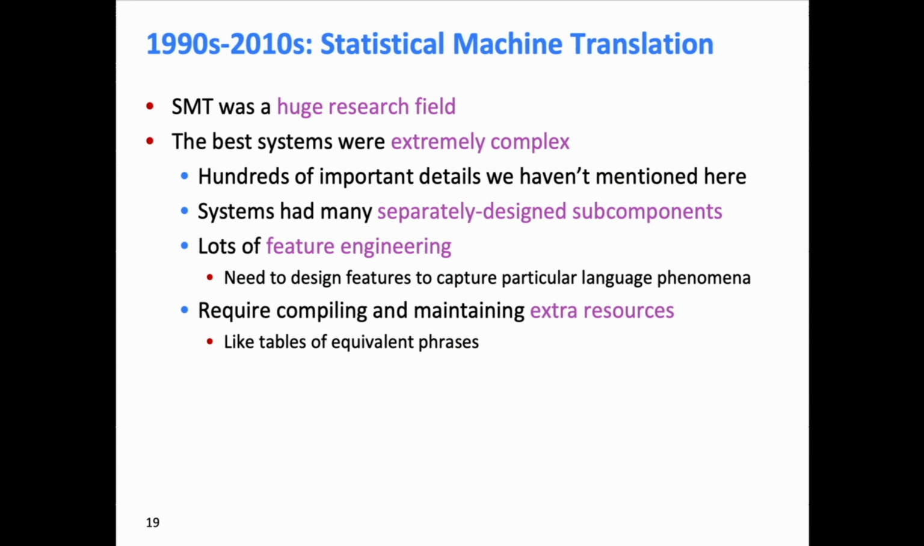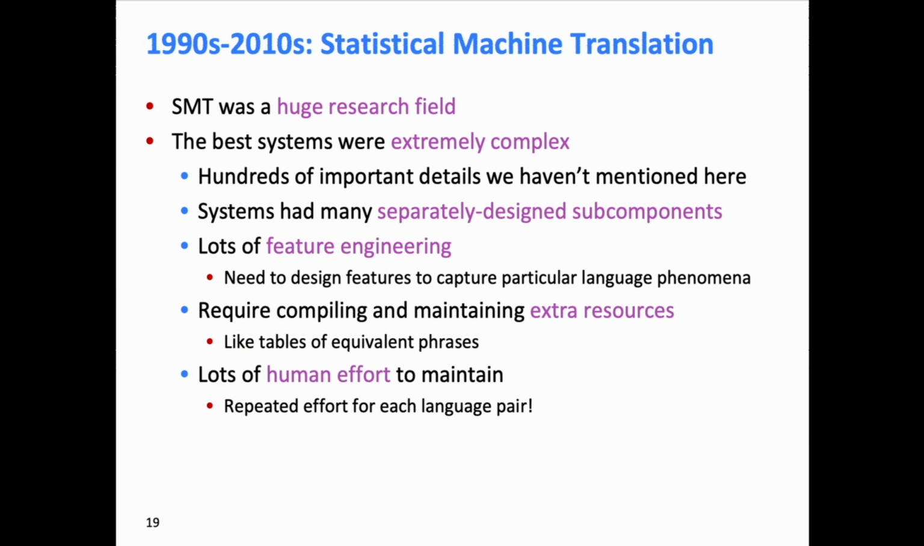An example of this is you had to have tables of equivalent phrases. So for example, if you're doing French and English translation, then they would be collecting these tables of phrases that are considered similar. And those were learned from the data. But this was a lot of information that had to be stored and maintained. So overall, this was just a lot of human effort to maintain. And again, yes, you had to put more human effort in if you wanted to learn an SMT system for a new language pair. OK, are there any questions here about SMT?